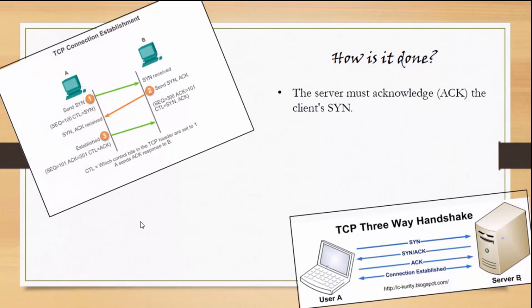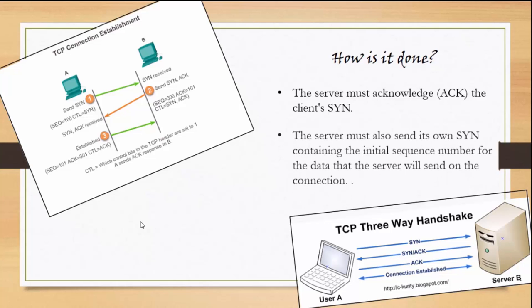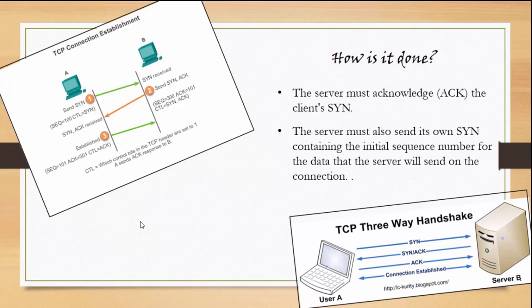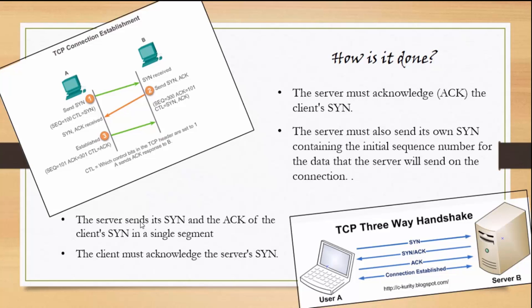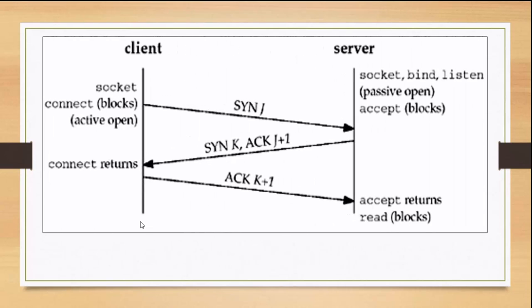Also, the server must acknowledge, that is send an ACK, to the client's SYN signal. The server must also send its own SYN signal containing the initial sequence number for the data that the server will send on the connection. The server sends its SYN and the ACK of the client's SYN in a single segment. The client should acknowledge this server's SYN signal. This is how a client and server communicate in a three-way handshake.